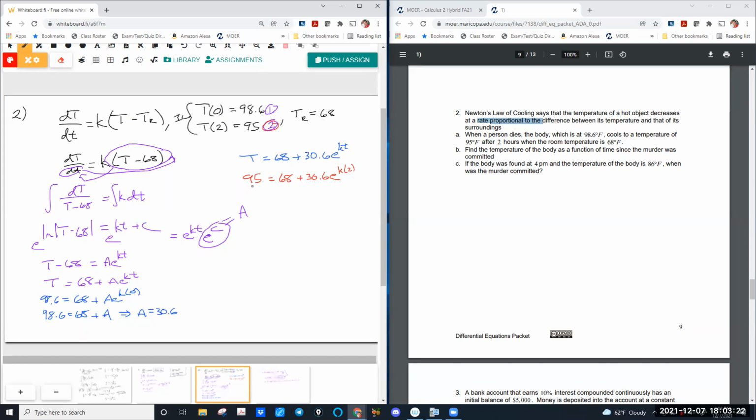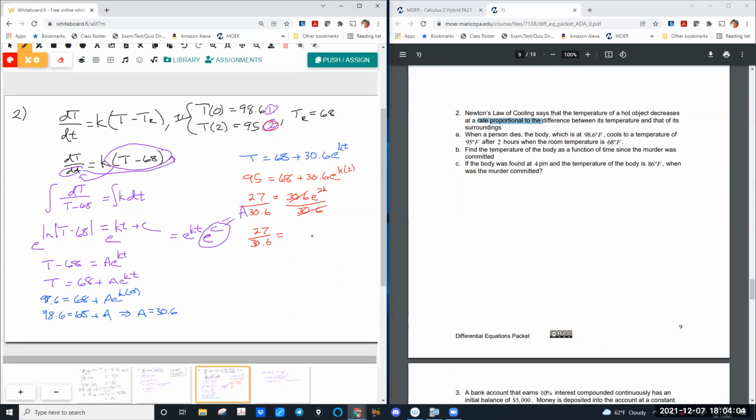Now, guys, comes our normal solving step. Subtract 68 from both sides. 27 equals 30.6 e to the, if we want, we can write it as 2k. And here's the thing, I want k to be as accurate as possible, so I'm going to leave it as an exact answer. As long as you hold enough decimal points on this problem, it's really not going to make a big issue. But I just want you to be aware that that's the way that I'm thinking about this one. So right here, 27 over 30.6.